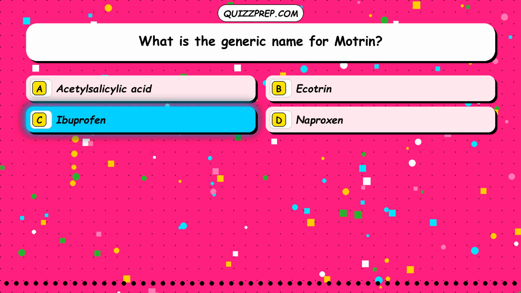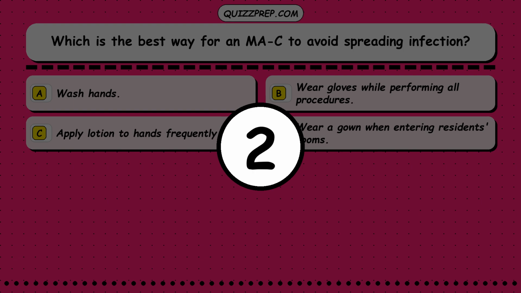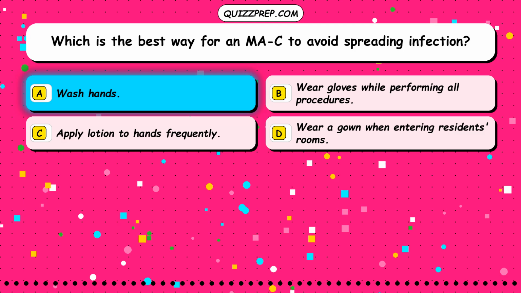The correct answer is option C, ibuprofen. Question 299. Which is the best way for an MASI to avoid spreading infection? Option A, wash hands. Option B, wear gloves while performing all procedures. Option C, apply lotion to hands frequently. Option D, wear a gown when entering residence rooms. The correct answer is option A, wash hands.